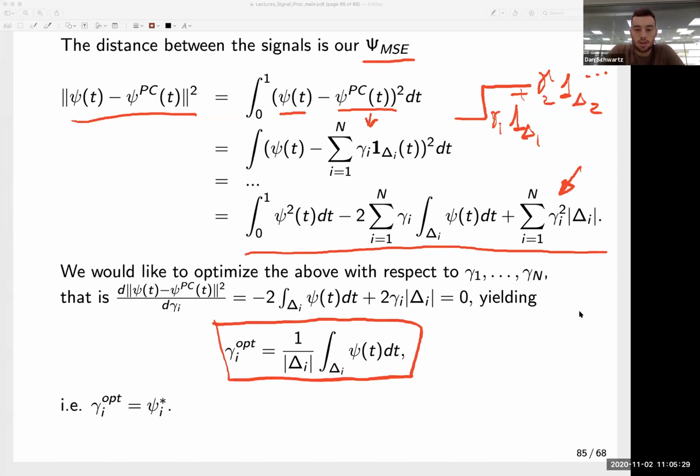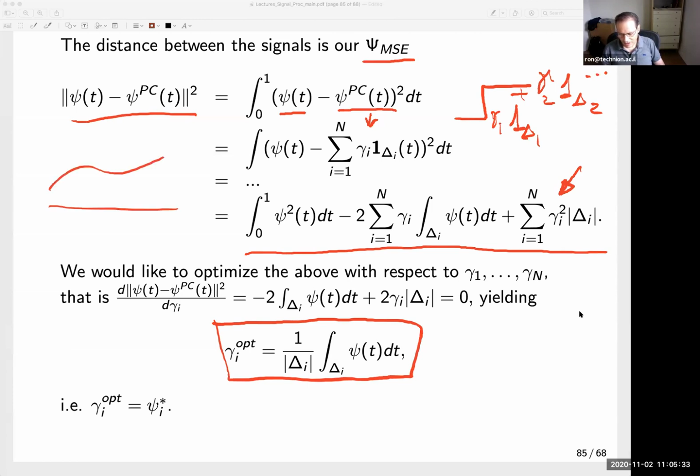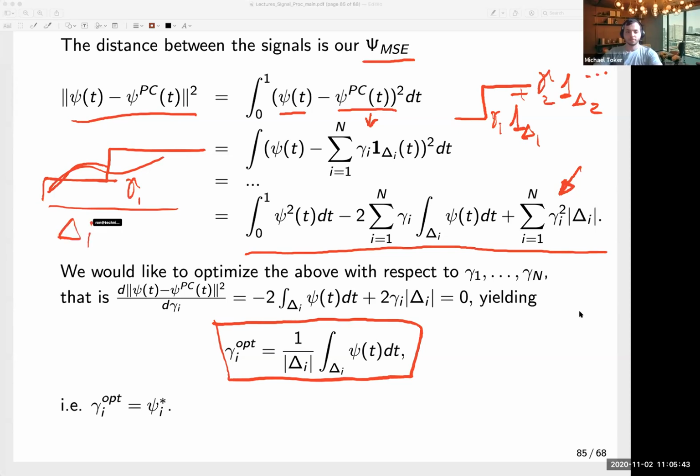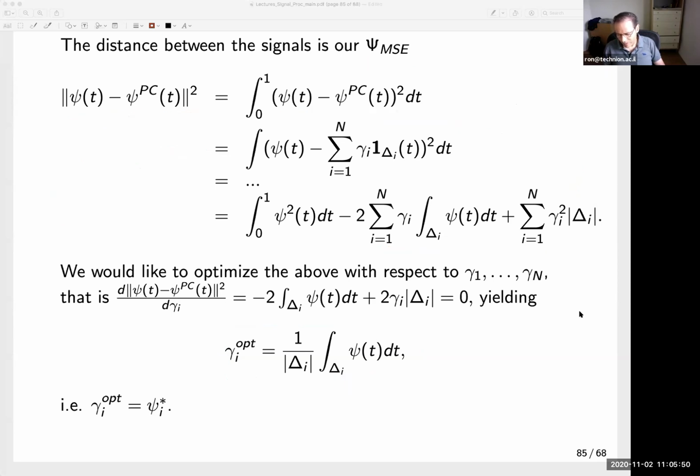It would not be a big surprise that if you're looking at our signal and then we have our piecewise constant approximation, then this gamma I should be nothing but the average of the signal in the interval delta I. In fact, you can do it by taking the derivative of this term with respect to gamma I, and this is what you'd get. So this would be the result. This should not come as a great surprise.